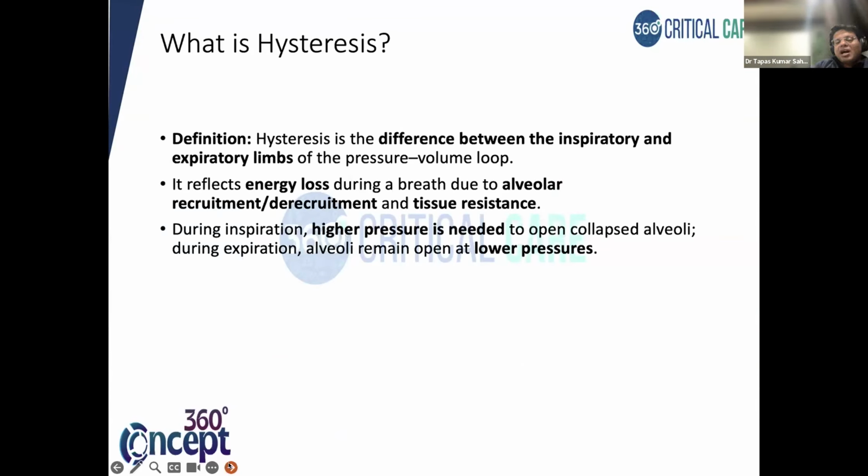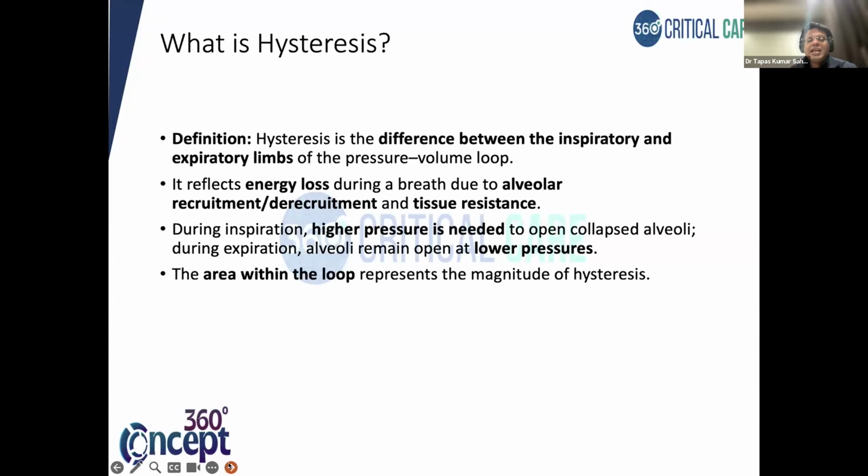During inspiration, higher pressure is needed to open the collapsed alveoli. During expiration, alveoli remain open at the lower pressure so that you don't need to again and again reopen them. So that's the idea of avoiding atelectrauma. Okay, so we need some amount of PEEP so that again and again we don't need to open it, and that would be more damaging and release cytokines. So the area within this loop represents the magnitude of the hysteresis.